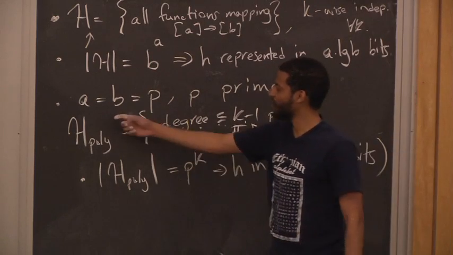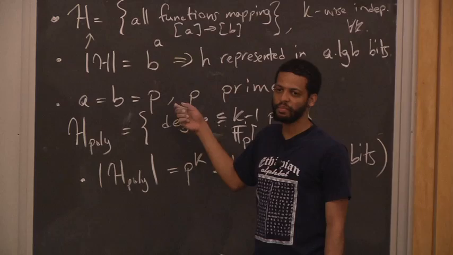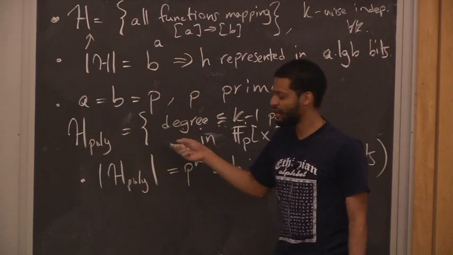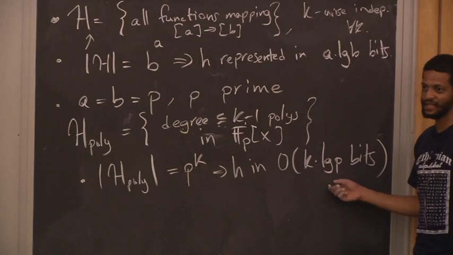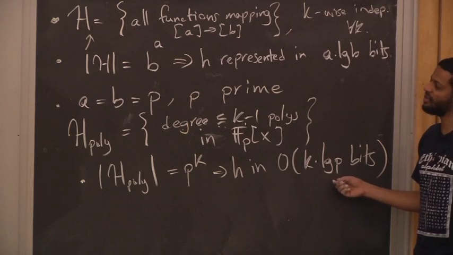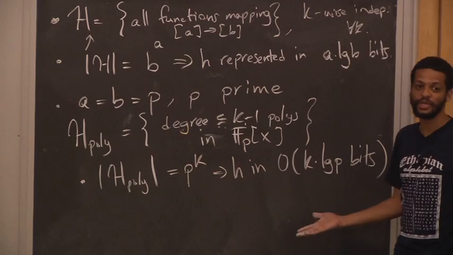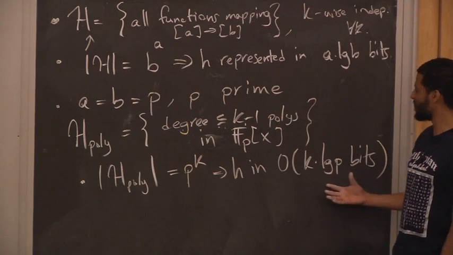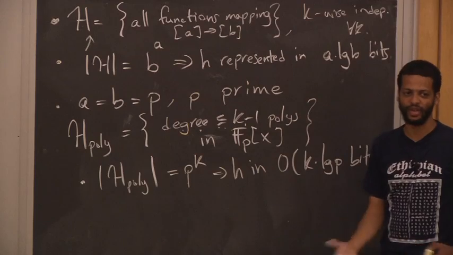A totally random function from p to p would take p log p bits. But here we're getting it down to k log p bits. So if you imagine we're setting k to be like 2 or something, then this is only log p bits. We can actually store H using very little memory.